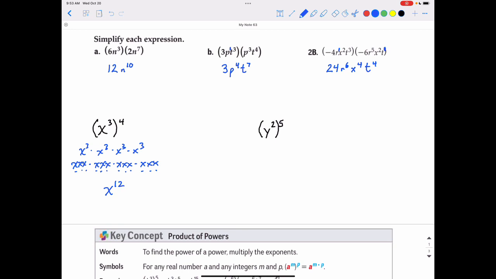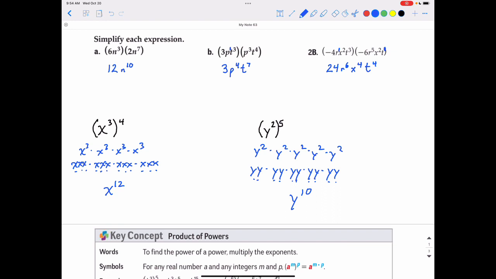Y to the second to the fifth means you would have y to the second times itself 5 times. And each one of those y to the seconds is y times itself. And once I get all those y's written down, how many y's do you see? 1, 2, 3, 4, 5, 6, 7, 8, 9, 10. So that would be y to the 10th power.